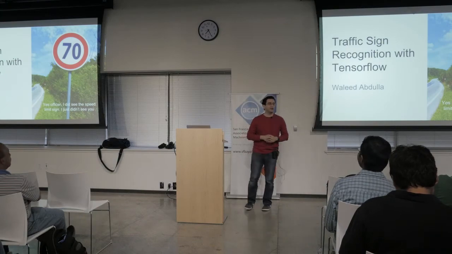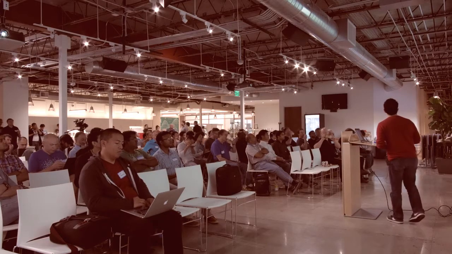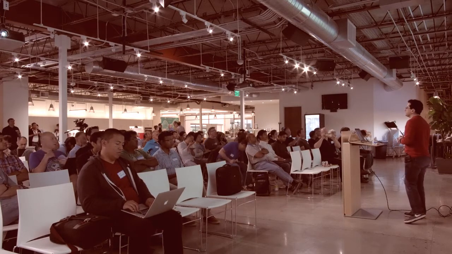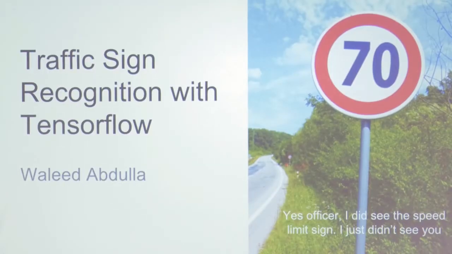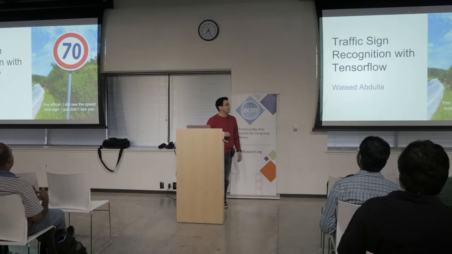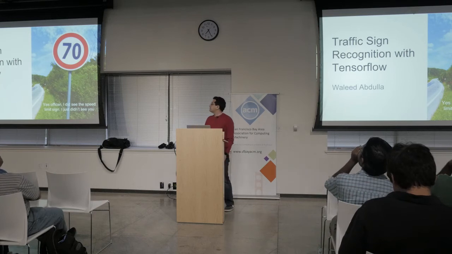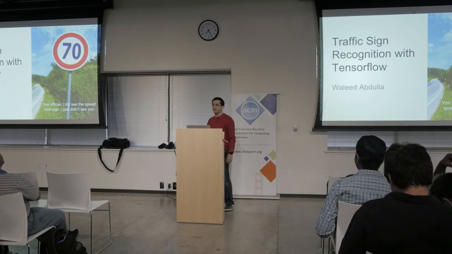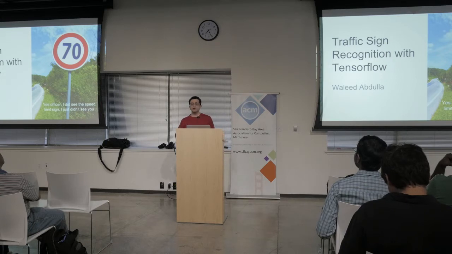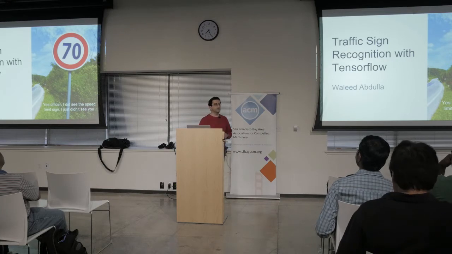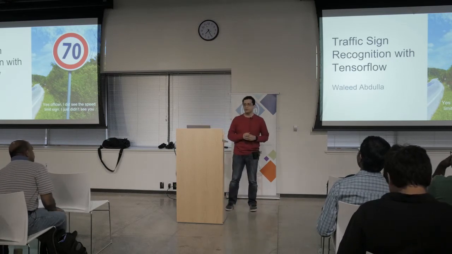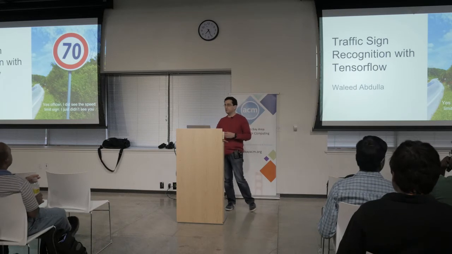My name is Waleed, and I'm going to talk a little bit about building a practical example using TensorFlow. I picked traffic sign recognition because it's a little bit more interesting. You can use natural images rather than synthetic images or handwritten MNIST tests and so on. I started studying deep learning about a year and a half ago, and throughout the process I came across a lot of challenges, so I thought I could share some of the things I learned.